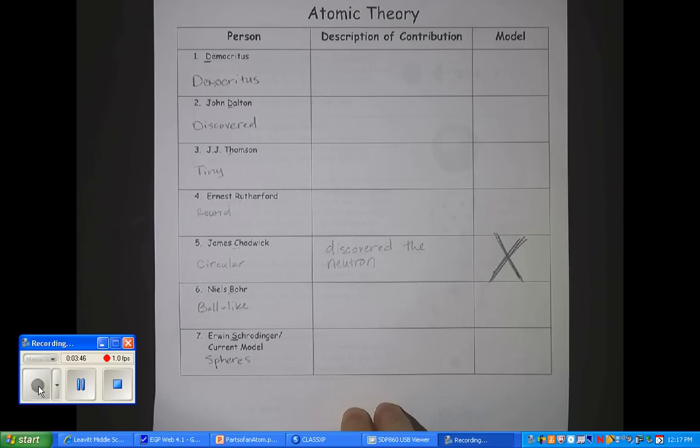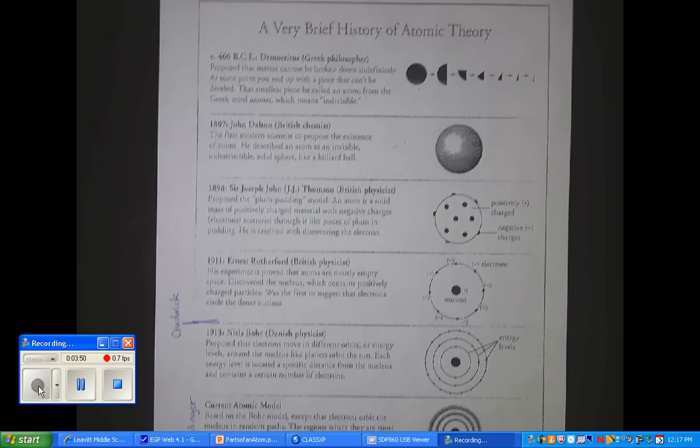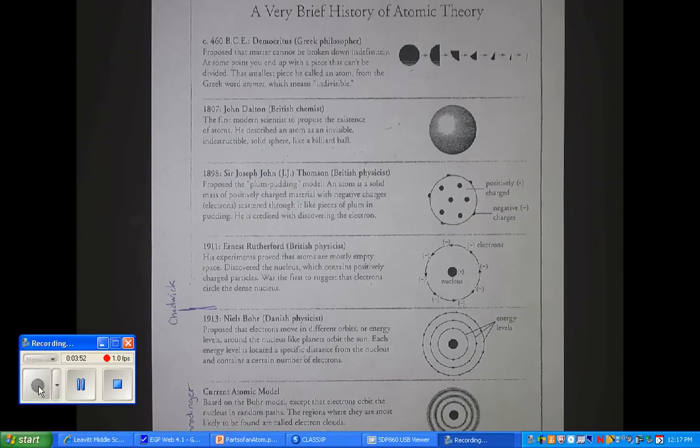Okay, so this page, I'm going to go over the whole thing first real quick, and then I will pause the video so that you guys can record all of this in your notebook. And if you're watching the video, you can pause also so that you can fill in your table.